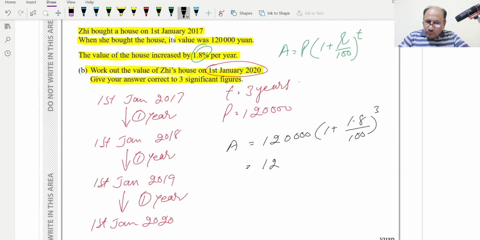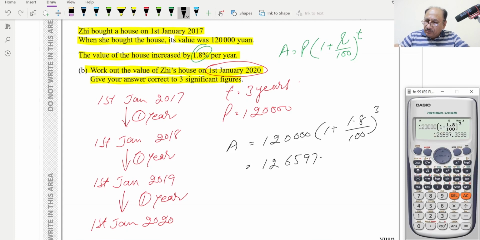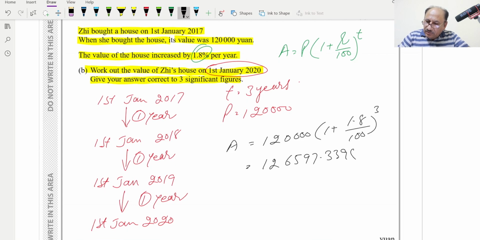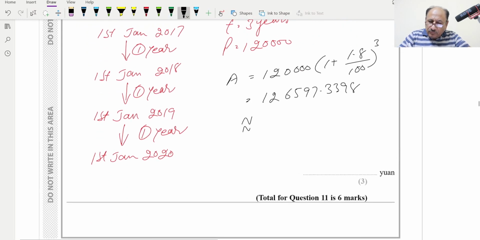126597.3398, but we need the answer to three significant figures, so we will be rounding this. So approximately 1, 2, and because of this 5, we will be increasing 6 to 7, and we will be writing zeros. So the answer is 126,700 yuan.